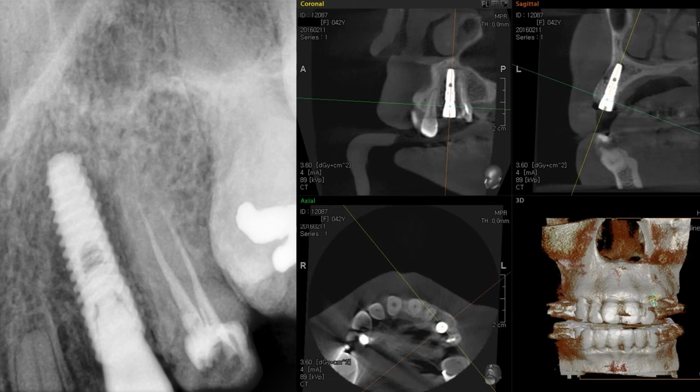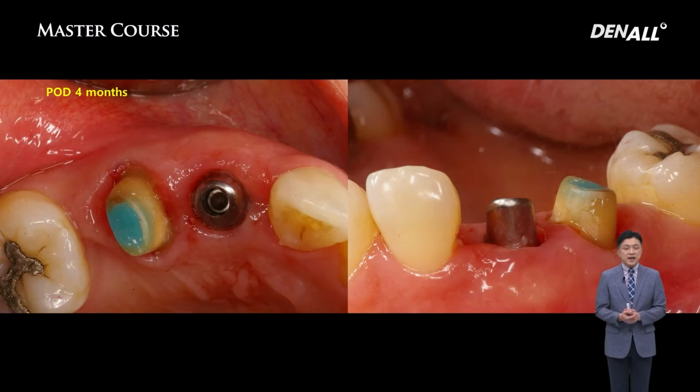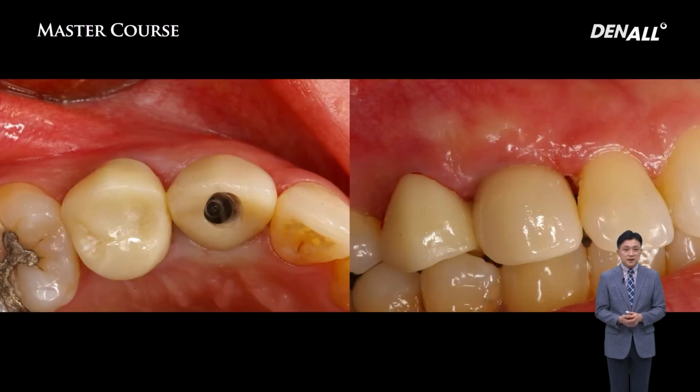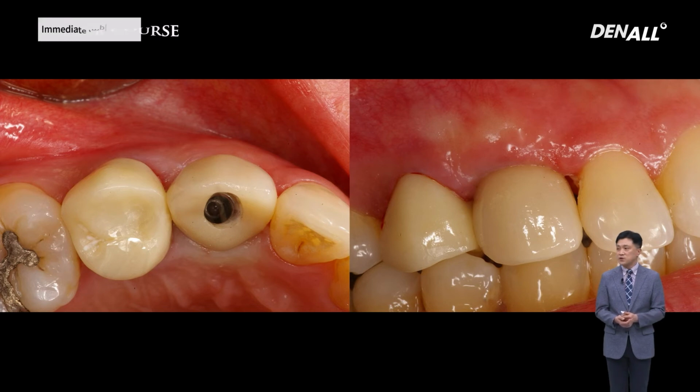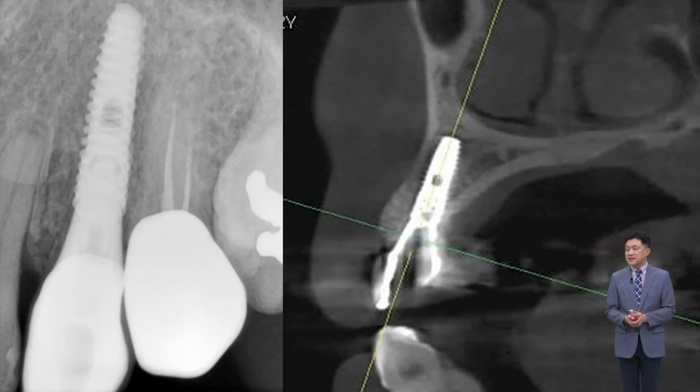What kind of results will we see 4 months after surgery? This is CT, custom abutment and full zirconia crown was used. ER type, hybrid type prosthesis was connected. After surgery, this is standard view and CT.